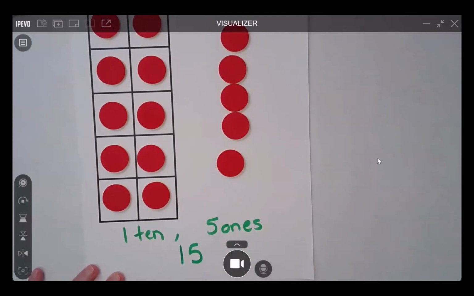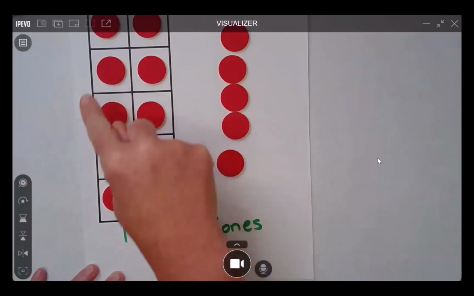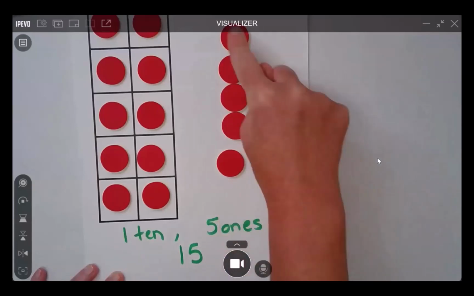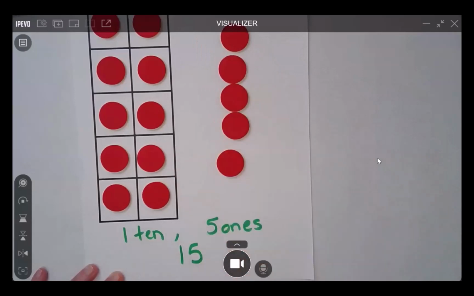15 is what we call a two-digit number because there are two digits, one digit, two digits, in the number 15, 1 and 5. Each one of these digits has a value because it is in a certain place in the number. The 1 has a value of 10 because there are 10 counters bundled together as 1 10. The 5 has a value of 5 ones to show the 5 ones remaining. That makes the number 15. 1 10 and 5 ones is 15.